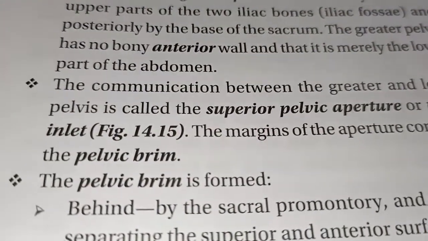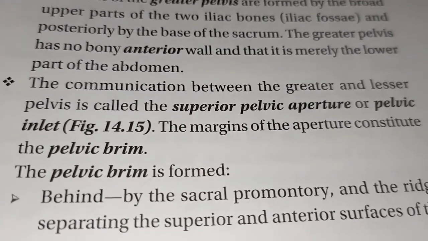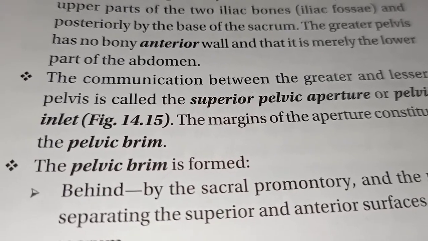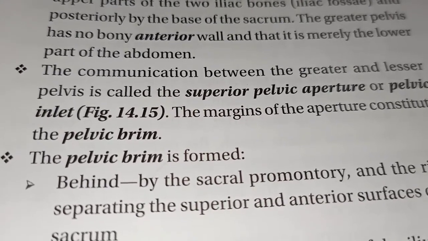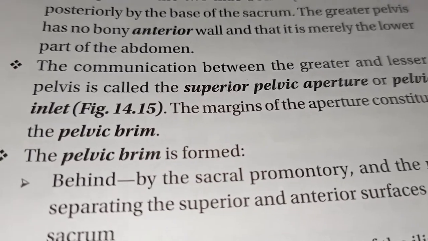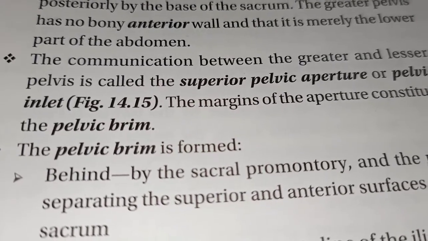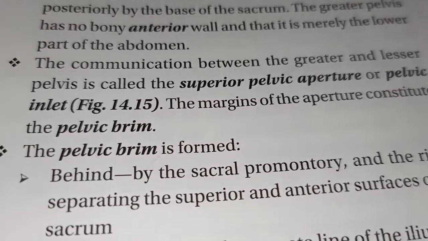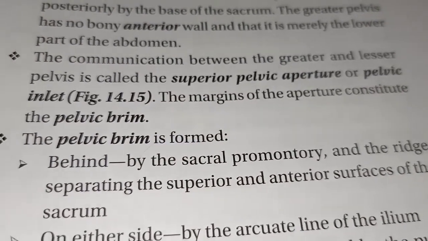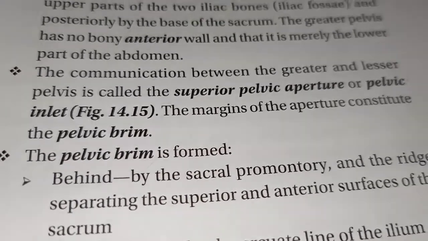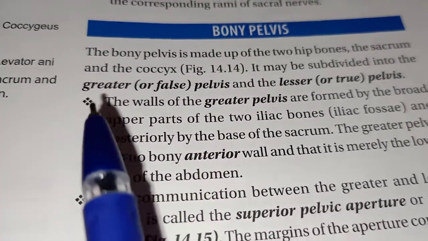Now the communication between the greater and the lesser pelvis is called the pelvic aperture or pelvic inlet. So the communication between the greater and lesser pelvis is known as pelvic inlet. So what are the margins of the aperture which constitute the pelvic inlet, or it is also known as pelvic brim?